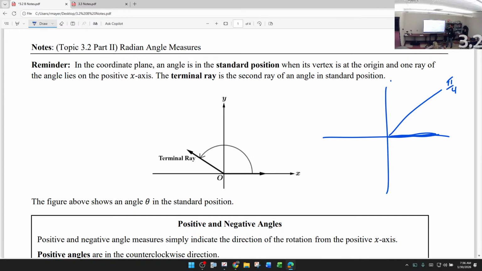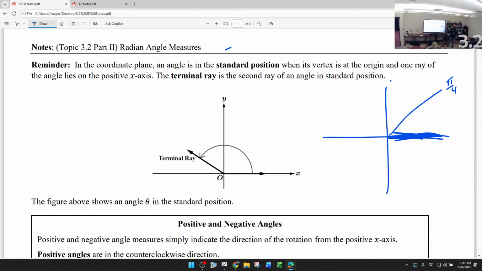So down is negative, up is positive. Hopefully that's just an oh yeah, I remember type thing. That's what they're talking about right here. Standard position always starts off right there. Unless we're talking about a reference angle, we're always right there. And then the terminal side is basically where we're going to end up.